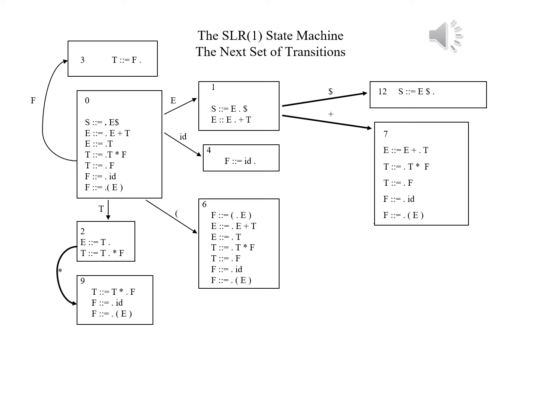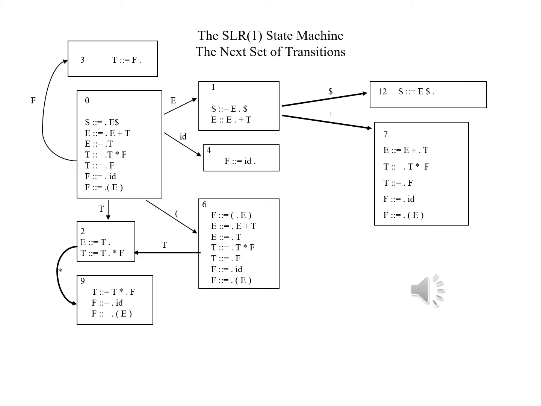State 2 again has a final item and a non-final item. For the non-final item, the transition is on asterisk. So we go from state 2, where we have T derives T dot times F, to T derives T times dot F. We now need initial items for F.